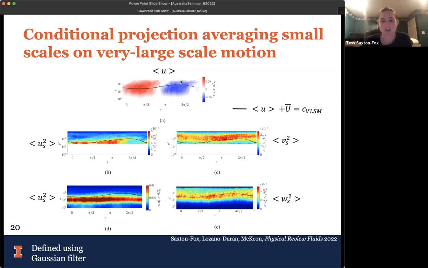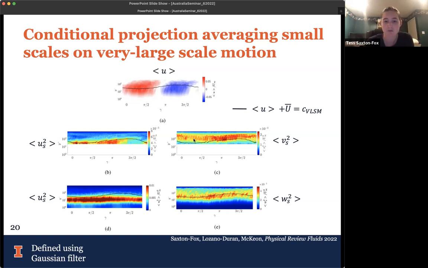Here's my large scale, again over a single period, patterned. This is using DNS data, so we can see closer to the wall, and this is a mix of DNS and an experiment. We can now again ask how the different components of the small scale velocity intensity behave. The small scale streamwise velocity intensity, we see again potentially some changes in the height where it's occurring, but also changes in its amplitude.